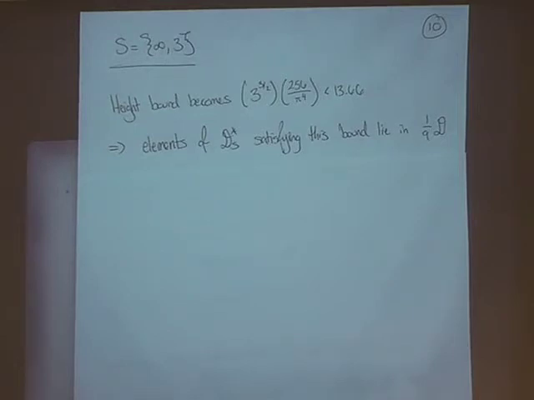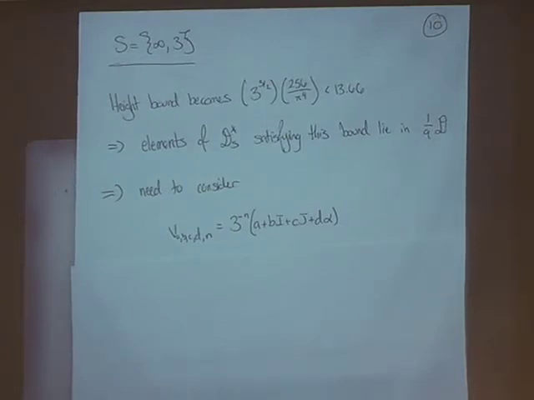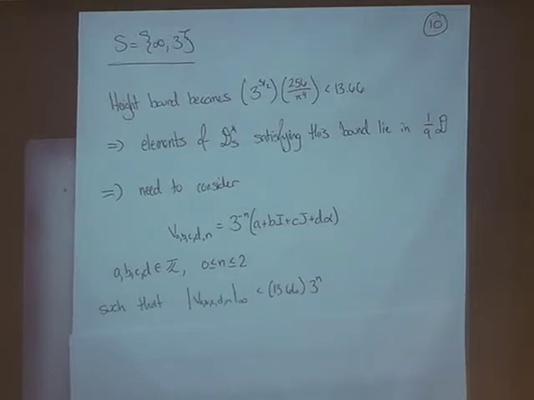The things satisfying that bound actually lie in 1/9 times d, right? Because you want the norm to be bounded by 1/9. So you only need to consider things that look like this. Remember, alpha was that (1 + i + j + ij)/2, the other generator for this order, where those are integral and 0 is less than or equal to n less than 2. And then you want the norm at the infinite place to be bounded by that, right? You want that because you need the height to be bounded.